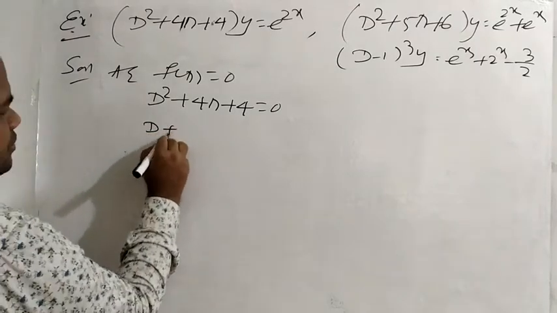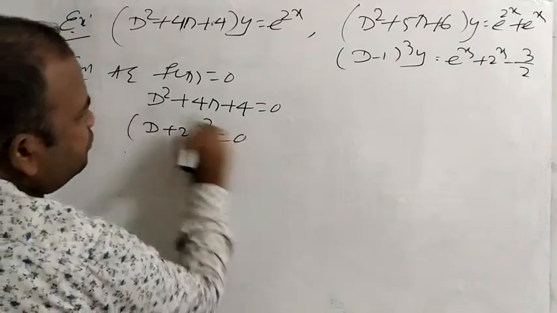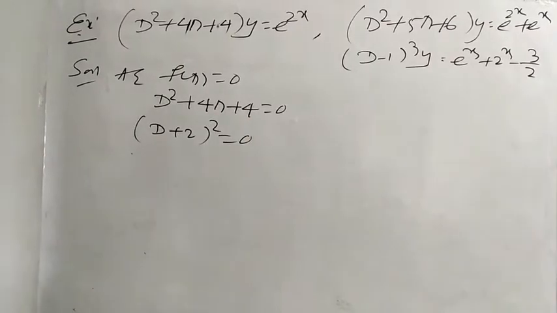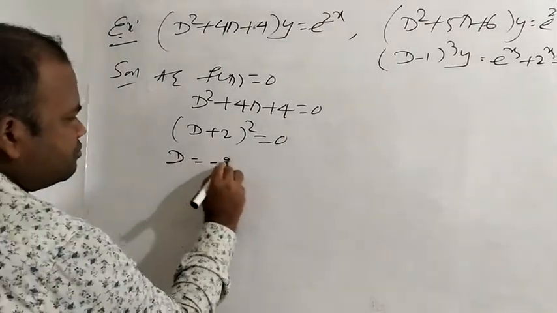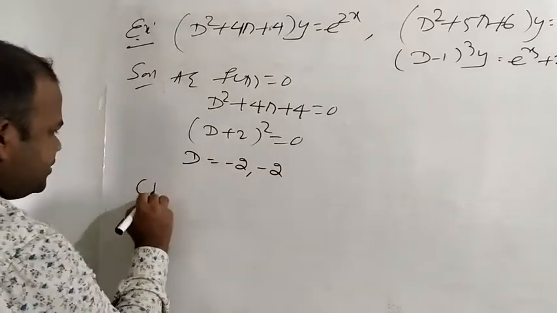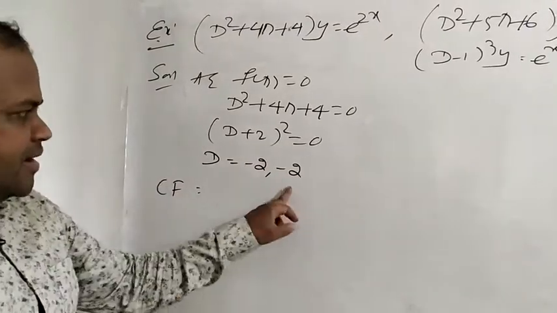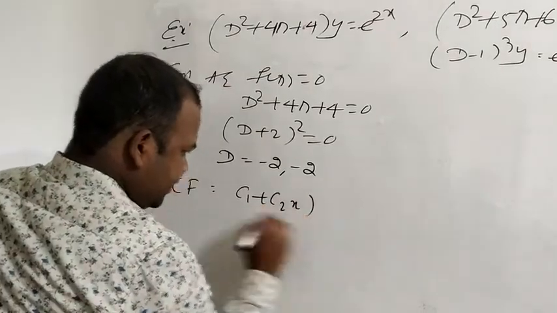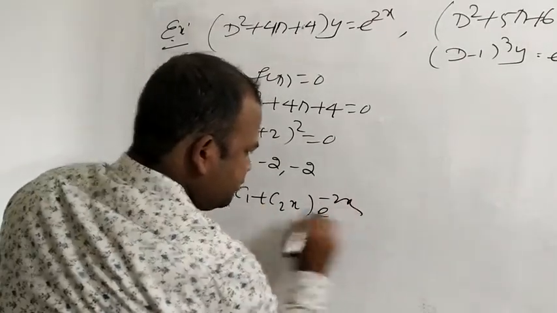So this is (d plus 2) whole square equals 0, a square plus b square plus 2ab. So this is d equals -2, -2. So what is CF? The roots are real and repeated. So this is (C1 plus C2x) e raised to -2x.